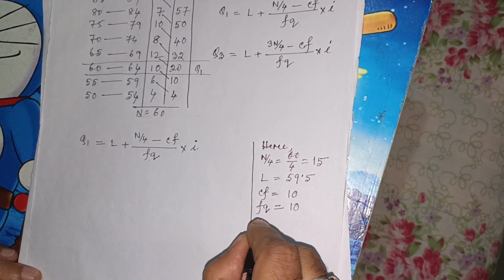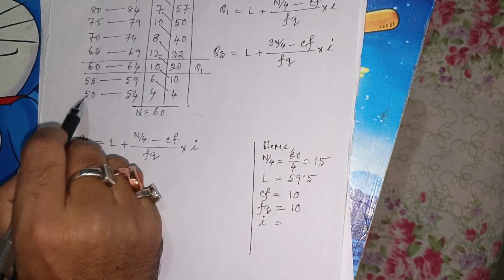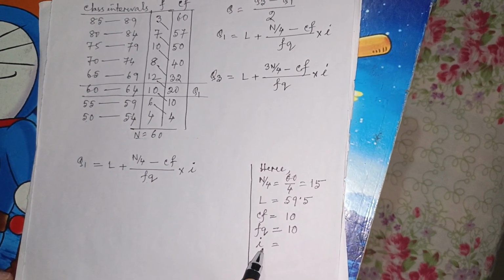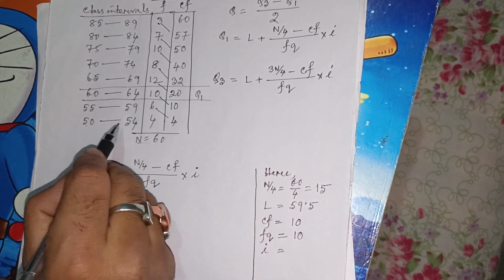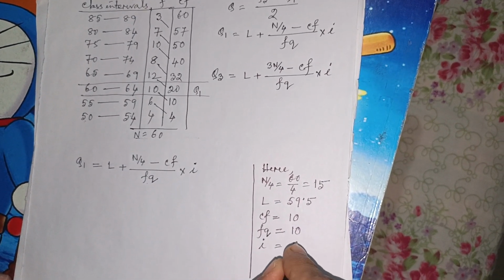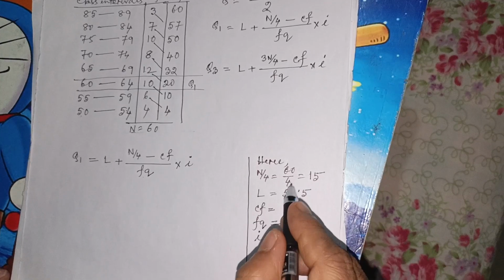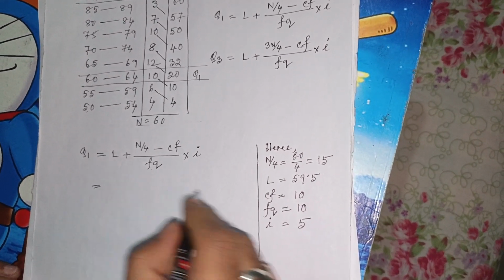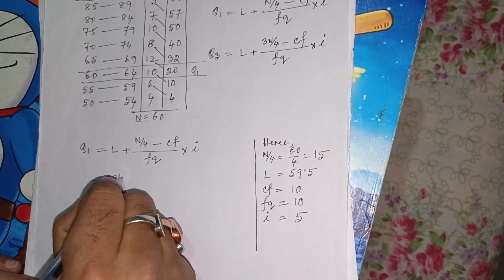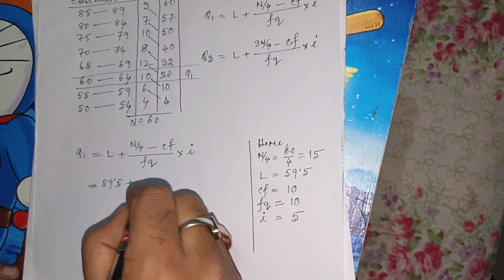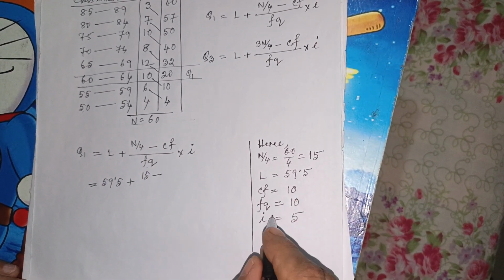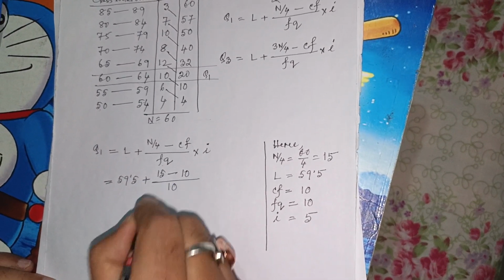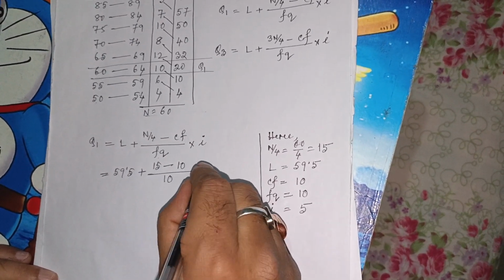And I means interval. So 50 to 54, 55 to 59. In each of the class intervals, what is the interval? It is 50 to 54, that is, the interval is 5. Okay. So now all the values are in our hand, just put them in the formula. So L is 59.5 plus n by 4, that is 15, minus CF, that is 10, divided by FQ, which is again 10, into I, which is 5.